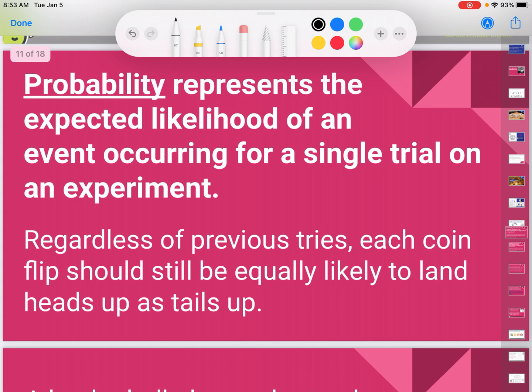All right, so probability represents the expected likelihood of an event occurring for a single trial of an experiment. Regardless of the previous tries, each coin should still be equally likely to land heads up as tails up. So just because you've been flipping the coin and you keep getting heads doesn't change the probability. It's equally likely to get heads or tails.